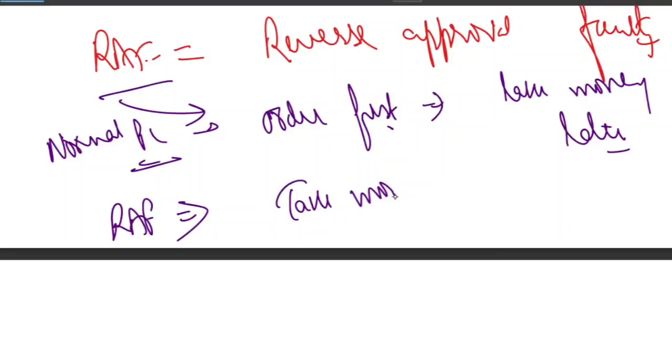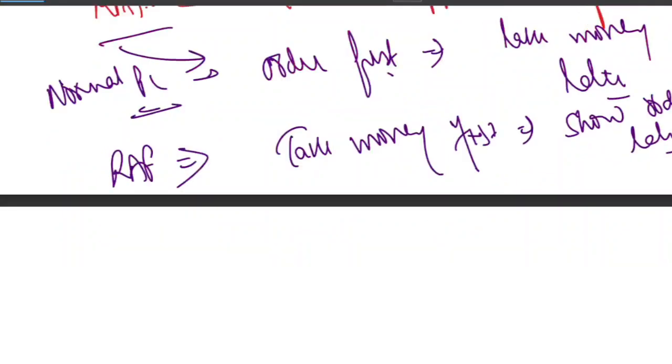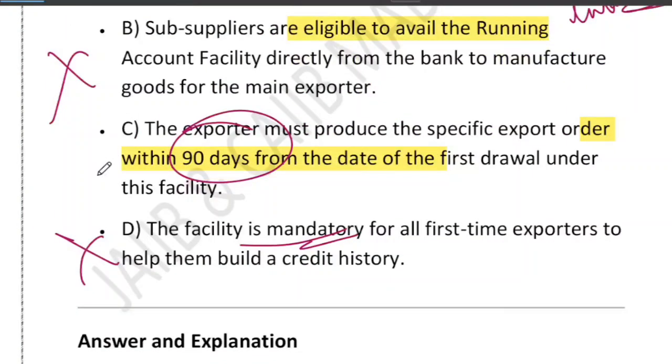Right. So running account means receiving funds ahead of the order. It is a kind of pre-shipment finance without an immediate export order, and it is only for reliable and established exporters. Sub-suppliers are not eligible. Please note this down. These are the peculiarities of the running account facility.